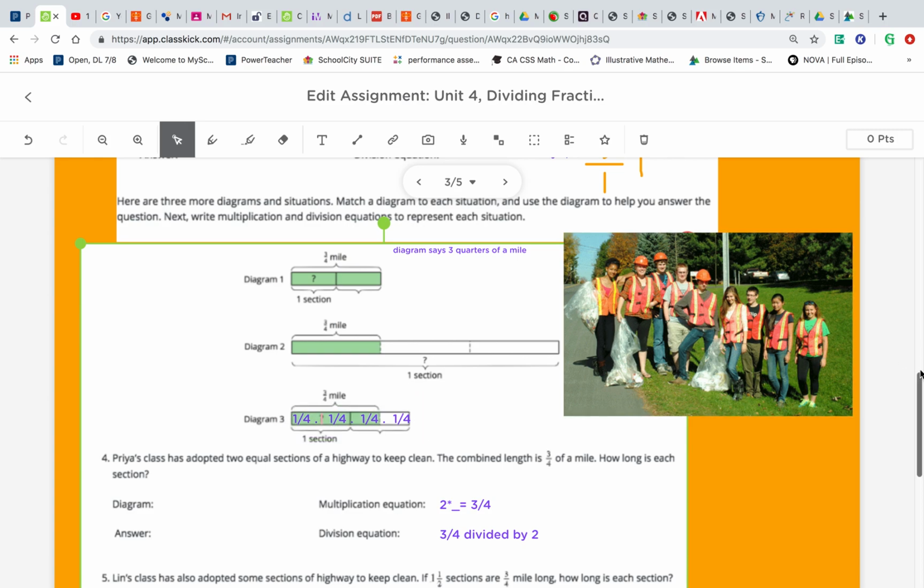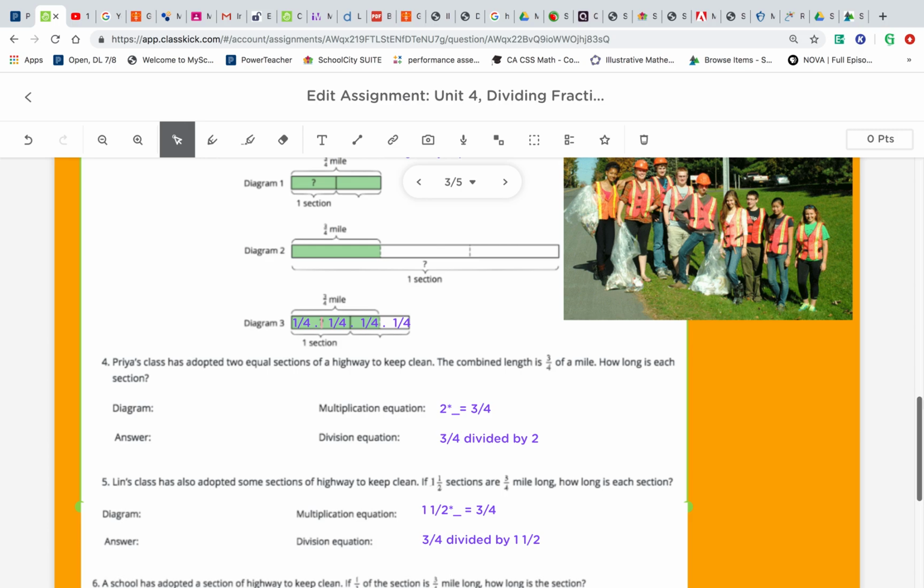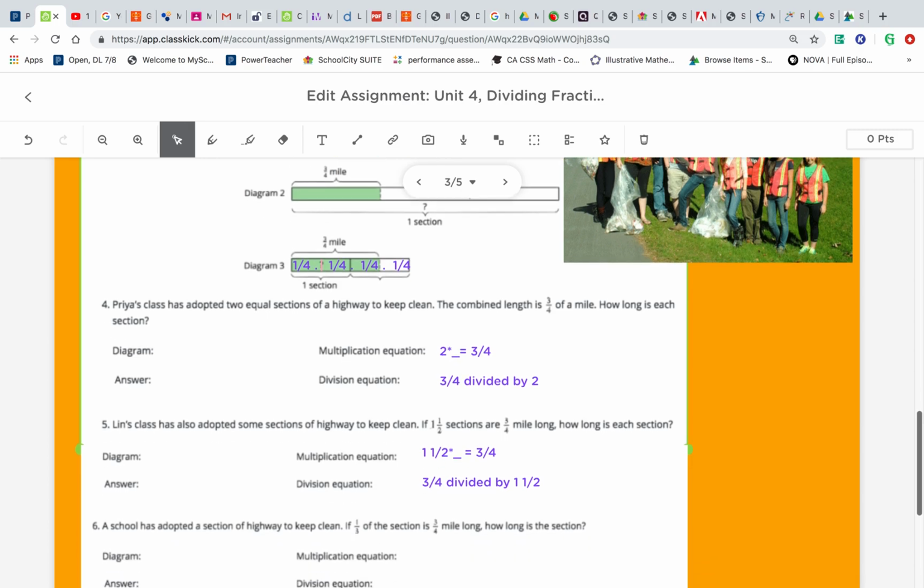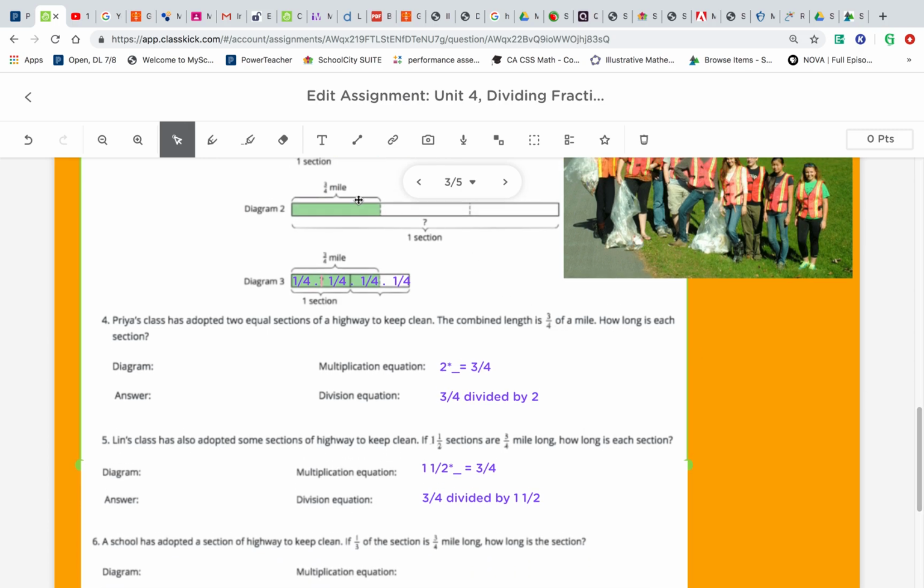All right. And then for number 6, we can already anticipate that it's going to be this one. We haven't used this one yet, okay, but let's make sense of it. A school has adopted a section of the highway to keep 1/3 of the section clean. If 1/3 of the section is 3/4 mile long, you see, this is 1 out of 3 parts. So this is 1/3, and it's 3/4 mile long. And we're going to know actually how long it actually is.